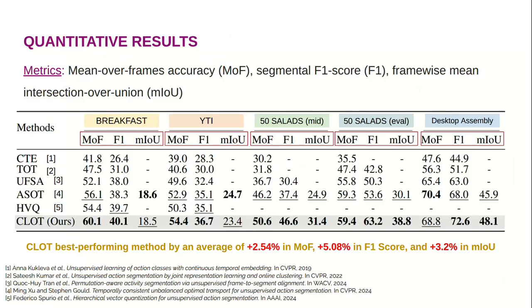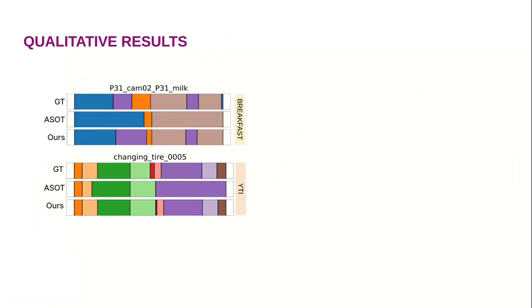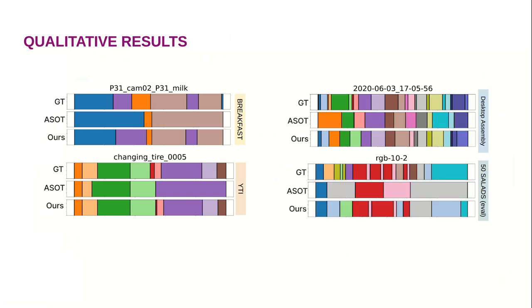Quantitatively, we evaluated on 5 standard benchmarks: Breakfast, YTI, 50 Salads, MEGA, and Desktop Assembly. We report mean over frames, F1 score, and mean intersection over union. Across all datasets, CLOT shows an average improvement of plus 2.5% in MoF, plus 5% in F1, and plus 3% in mIoU over prior unsupervised methods, setting a new state-of-the-art. Here's a visual comparison. You can see that CLOT produces smoother, more consistent segments, especially for short actions. It reduces jitter and avoids over-segmentation.